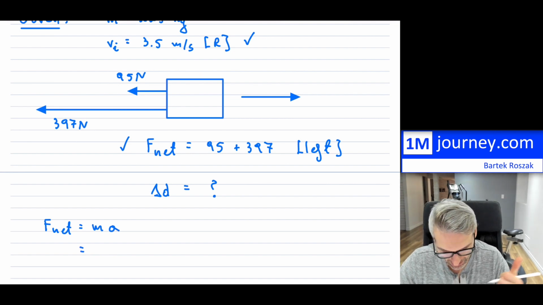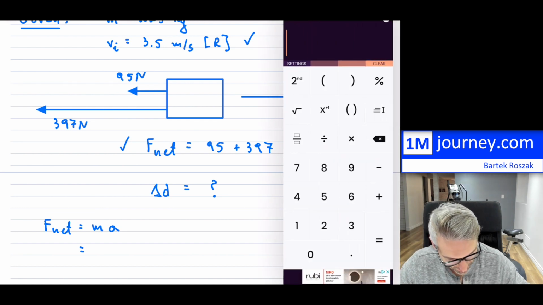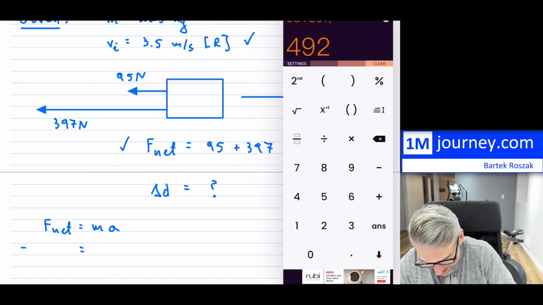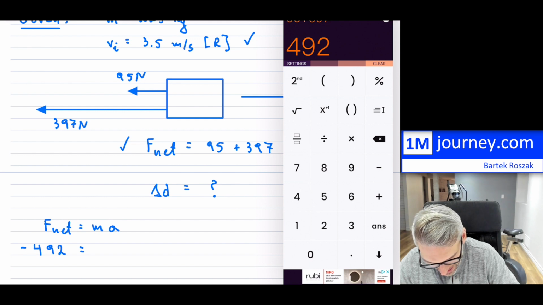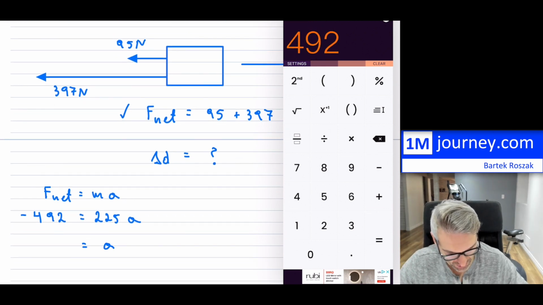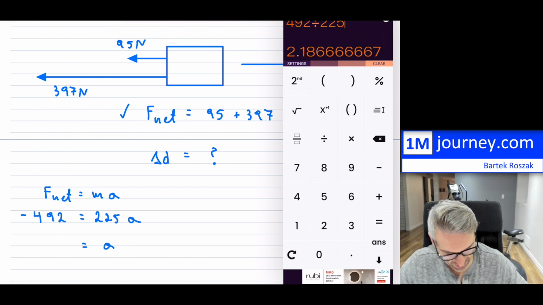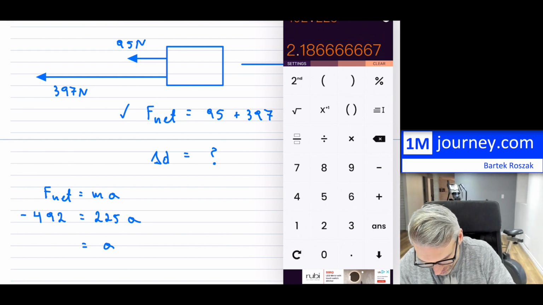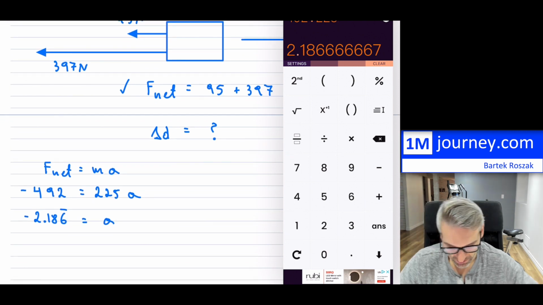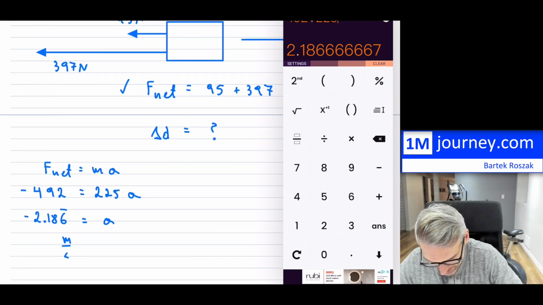Now, in the direction of motion, this is actually going to be the opposite direction. So 95 plus 397, and I'm going to put negative because it's to the left, and we're sliding over to the right. The mass is 225 kilograms. So now we can find the acceleration: it equals this divided by 225, and it's negative because you're decelerating. This is all in metric standard units, so that's meters per second squared.